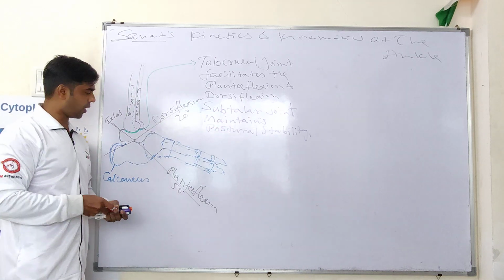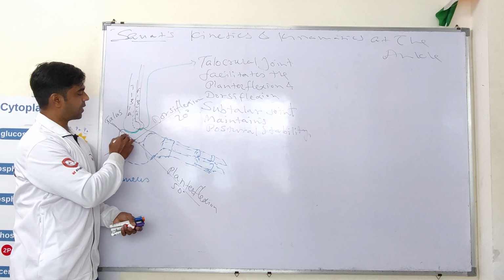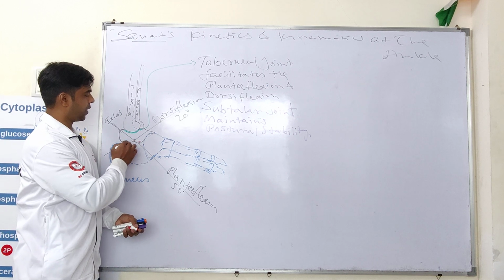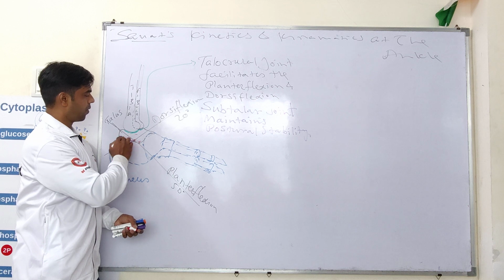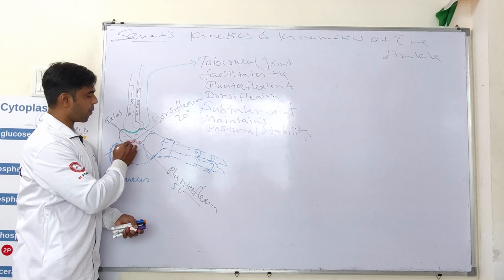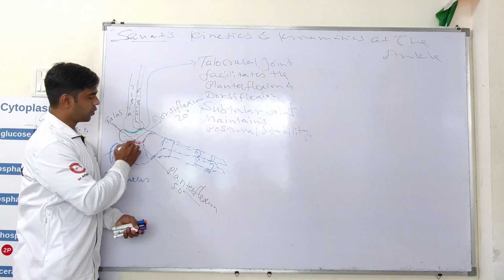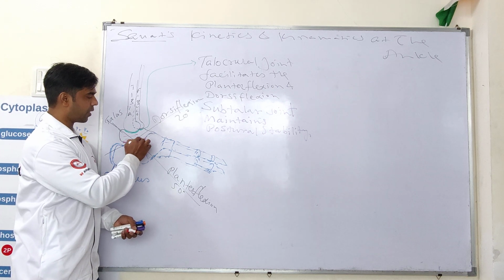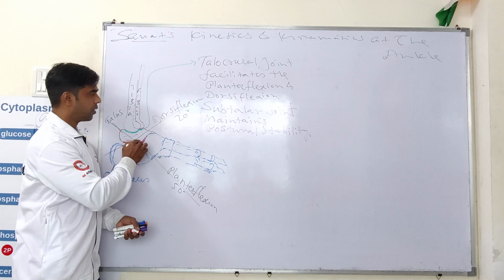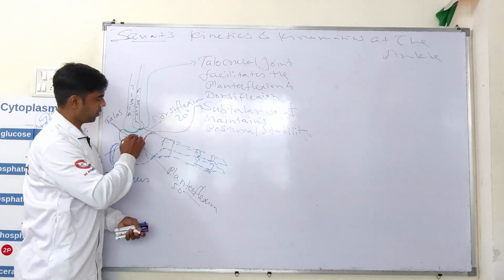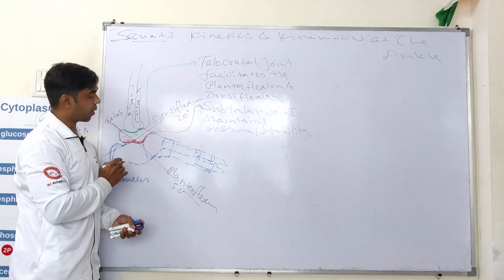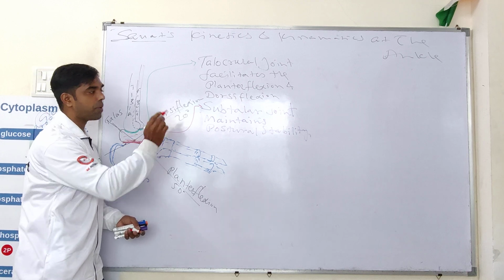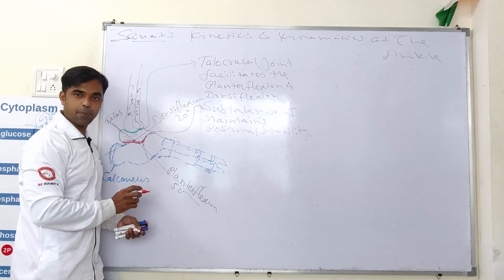What is the subtalar joint? This talus bone, what you see here, forms a joint with the calcaneus, and this part is called the subtalar joint. This subtalar joint maintains postural stability.